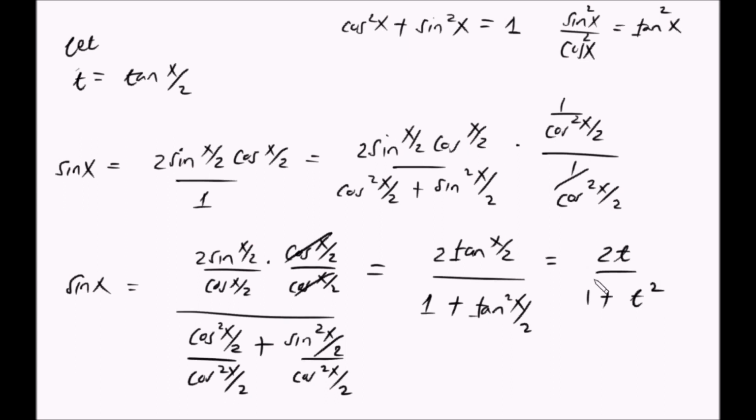Like that. So what have I said? I have said that to solve these questions, all you have to do is let t be tan of x over 2. So in sin x, we will put 2t over 1 plus t squared. So this will be our sin x.